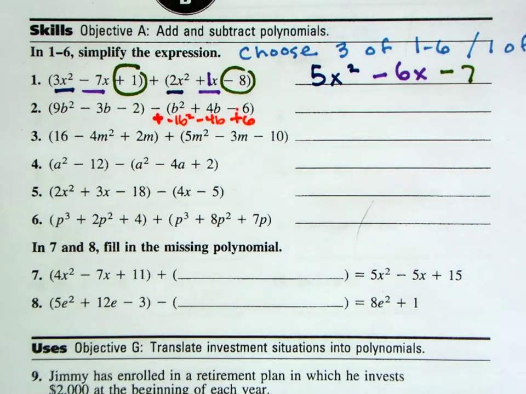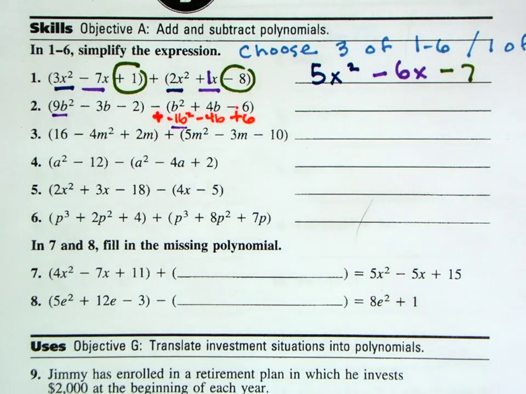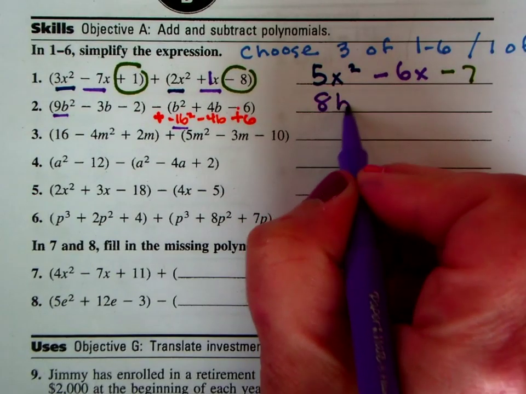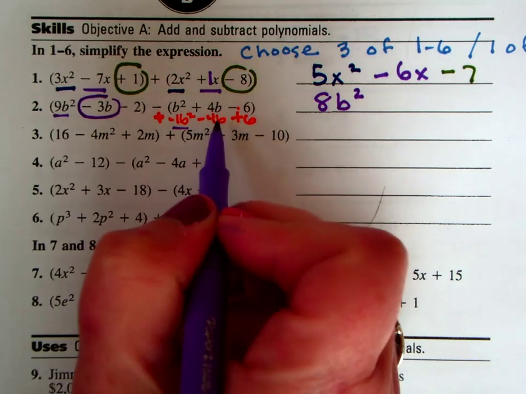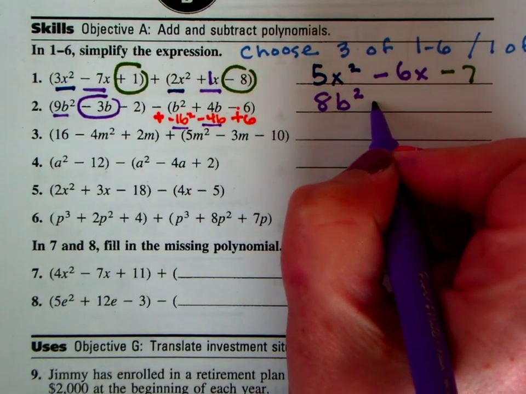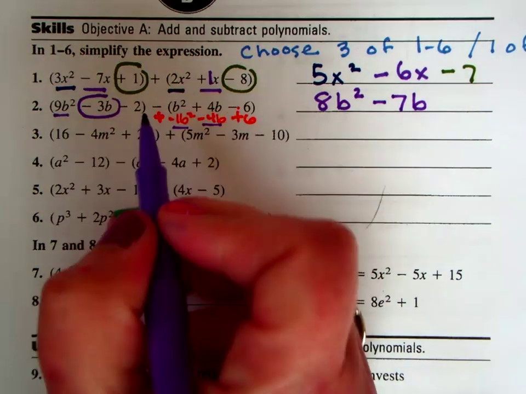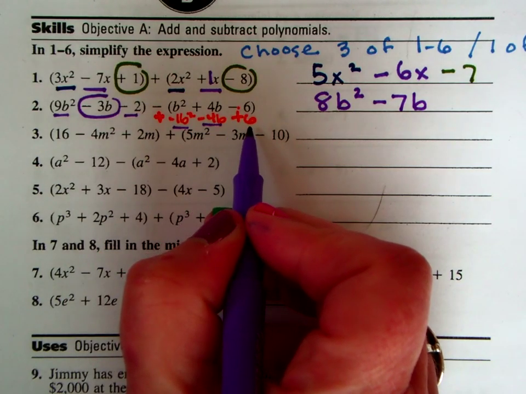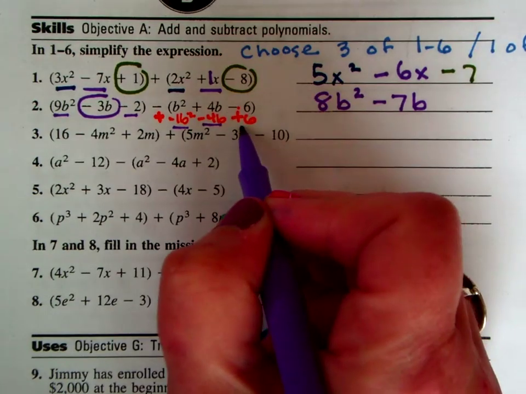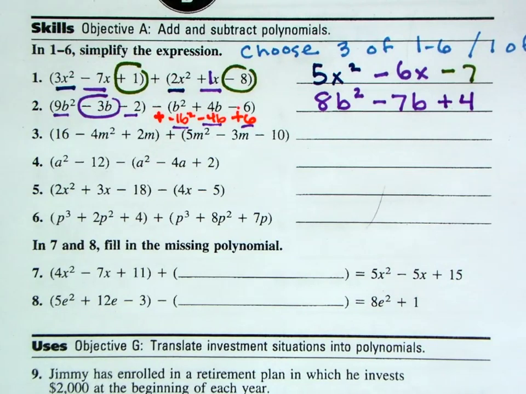So when we combine the like terms, we're combining a 9b squared and a negative 1b squared, which gives me 8b squared. And then we're combining a negative 3b and a negative 4b, which gives me minus 7b. Okay, but we're now combining a negative 2, but since this was a negative times a negative, it ended up being a positive 6, and negative 2 plus that positive 6 is plus 4. So I have 8b squared minus 7b plus 4.